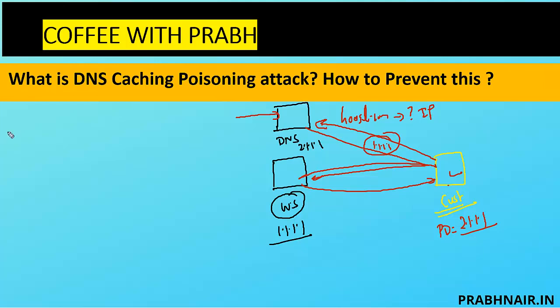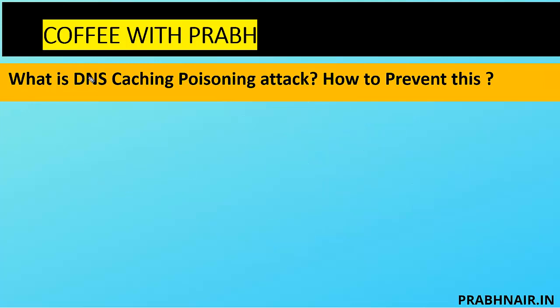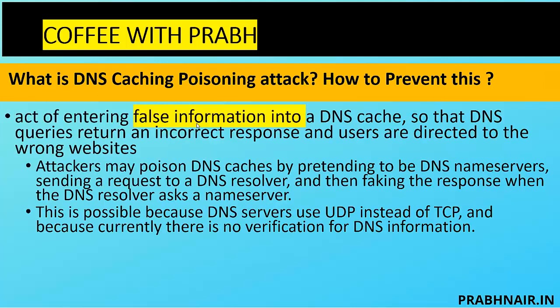The same thing happened here. The attacker misuses this opportunity and configures a fake DNS server. Let me draw it. Now we're going to discuss the DNS cache poisoning attack. A DNS cache poisoning attack is an act of entering false information into the DNS cache, so that a DNS query returns an incorrect response and users are directed to the wrong website.